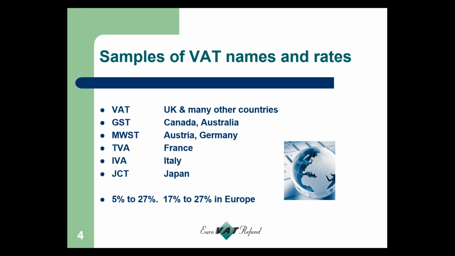Sample of VAT names and rates. The rates vary in the world from 5% in Canada to 27% in Hungary, and it can be anywhere between. In most countries, it is around 15 to 20%, so it is a substantial cost that you need to be aware of and try to avoid. It can be called different things, for example, VAT in the UK and other countries, GST in Canada and Australia, MWST in Austria and Germany, TVA in France, IVA in Italy, and Japan calls it ACT. But it basically stands for the same kind of tax.